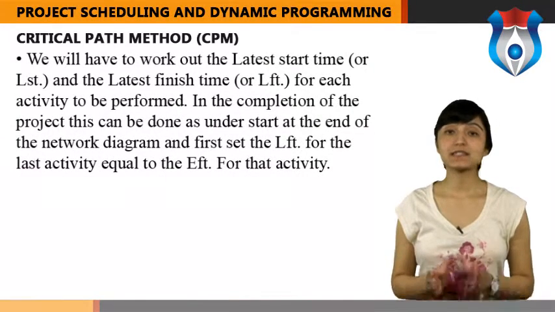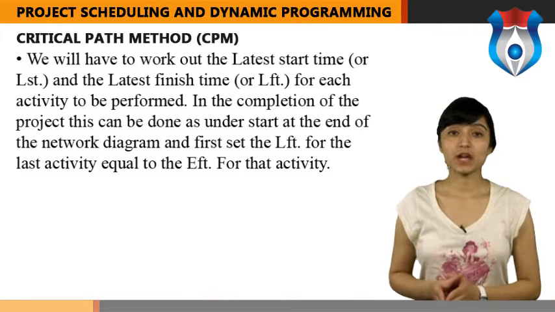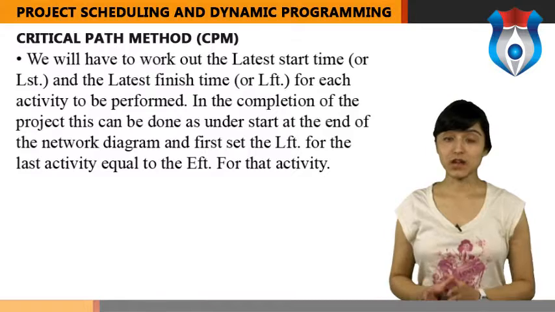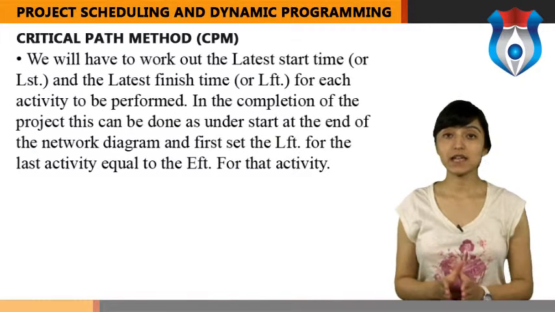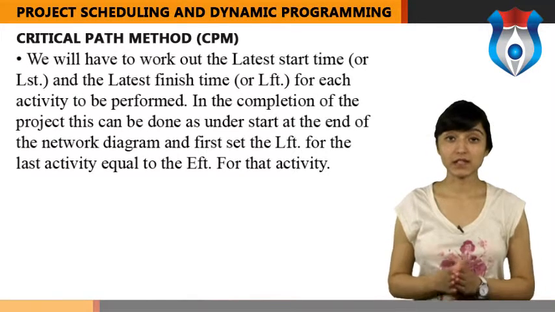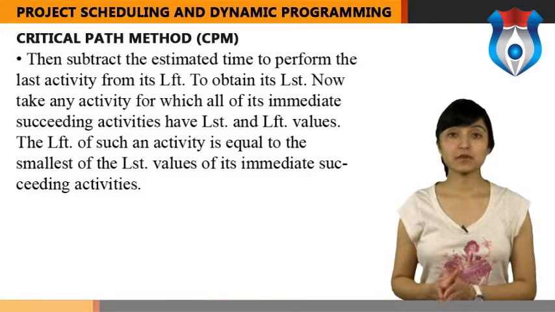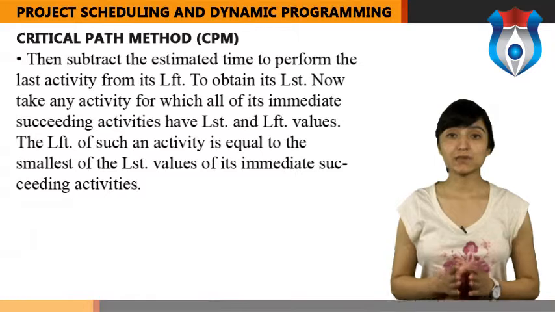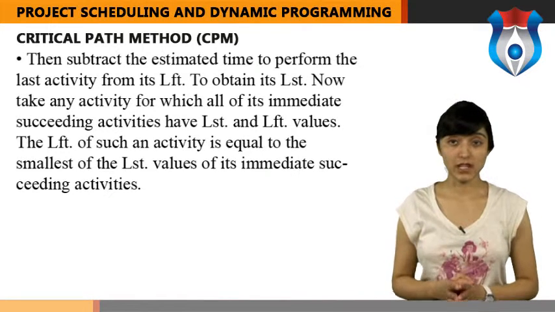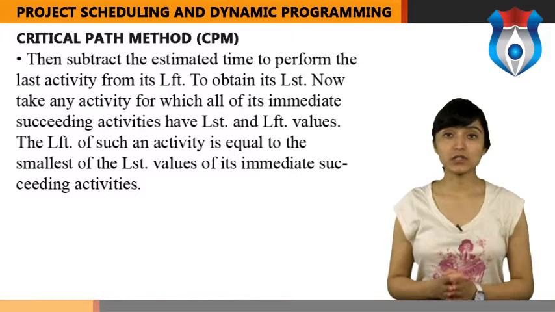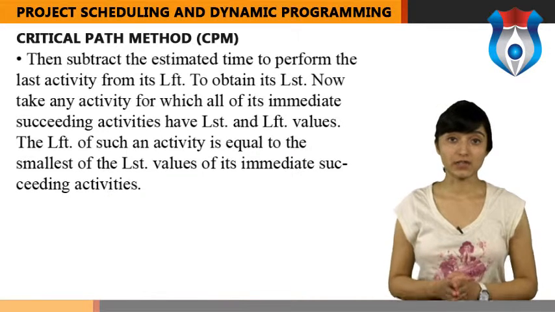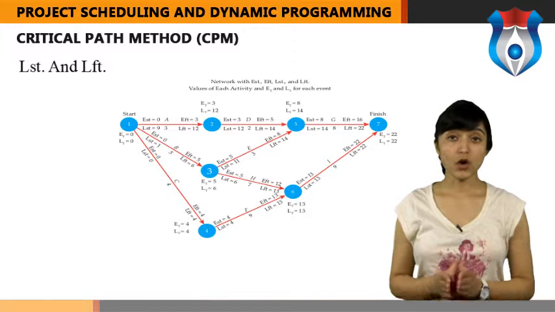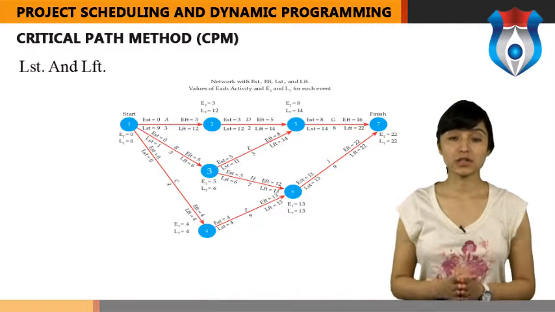We will have to work out the latest start time, or LST, and the latest finish time, or LFT, for each activity to be performed in the completion of the project. This can be done as under. Start at the end of the network diagram and first set the LFT for the last activity equal to EFT for that activity. Then subtract the estimated time to perform the last activity from its LFT to obtain its LST. Now take any activity for which all of its immediate succeeding activities have LST and LFT values. The LFT of such an activity is equal to the smallest of the LST values of its immediate succeeding activities. If we proceed this way, that is, from right to left, finding the LST and LFT of all activities in the network, we are said to adopt what is known as the backward pass.